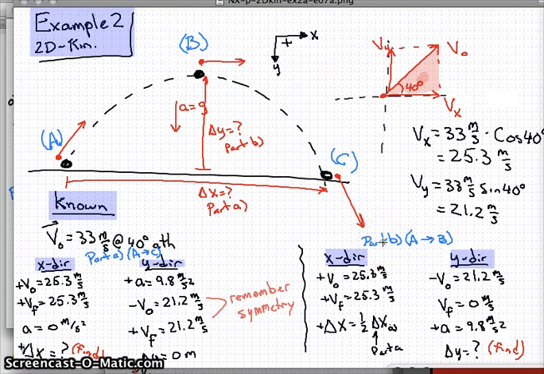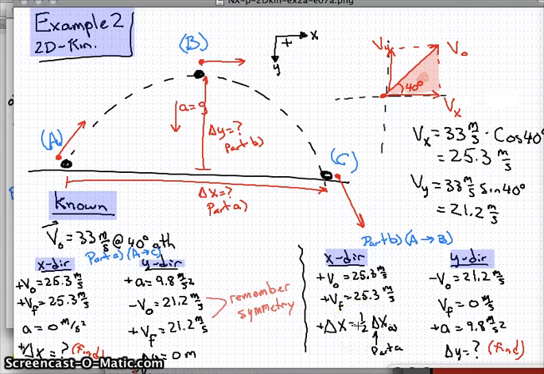Part B, we now actually are looking at the height that it reaches. So we're now looking at two different snapshots, okay? So we're looking from snapshot A to snapshot B. So be careful here. Even though we have just found a delta x, be careful that you don't substitute that delta x in here.